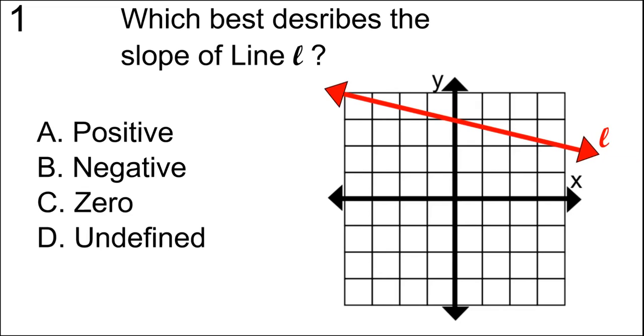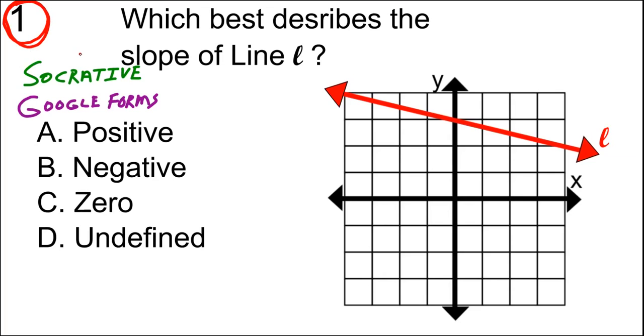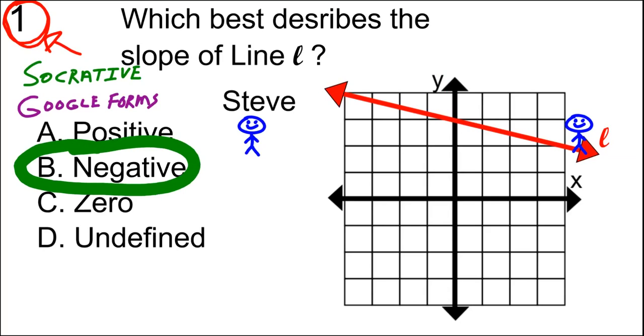Hey, this is math class and we do problems. If you are answering these questions at Socrative or Google Forms, and I refer to a number from the video, I mean the number in the upper left-hand corner, which best describes the slope of line L. Let's use our imagination. Start on the left side, go across the line. We went down, so the answer is B, negative.